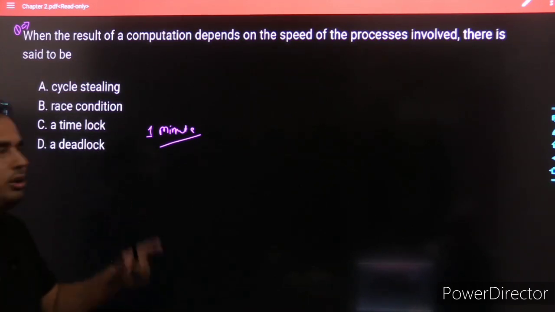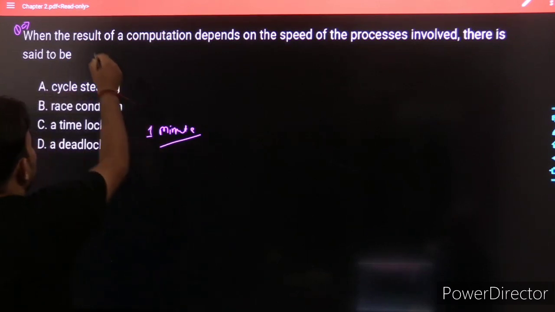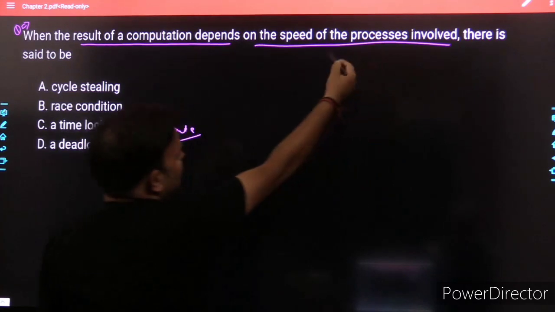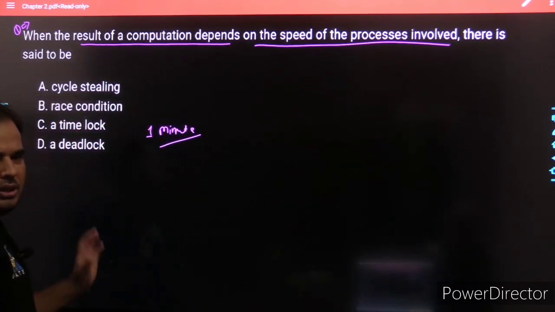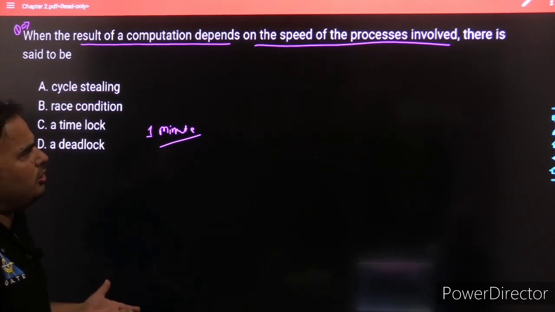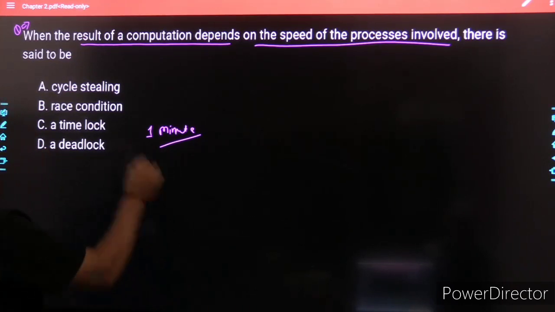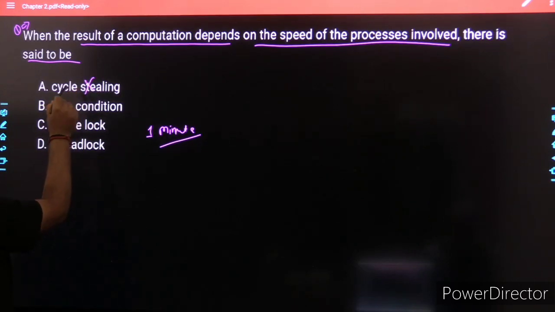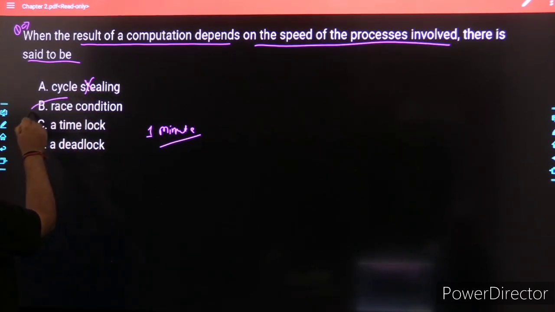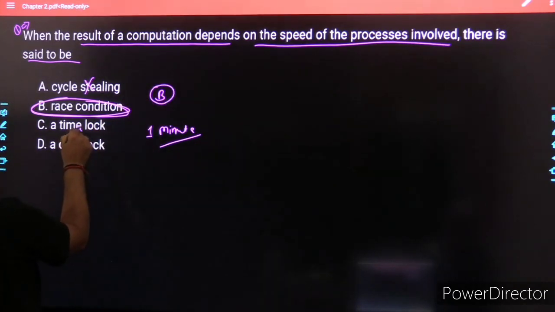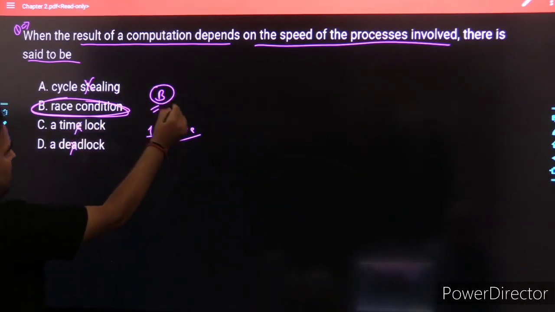I hope you got the answer, my dear friends. When the result of a computation depends on the speed of the processes involved, or on the execution order of the processes, it is said to be, not cycle stealing, but a race condition. So I hope you understand and got the answer. Option B is correct here.